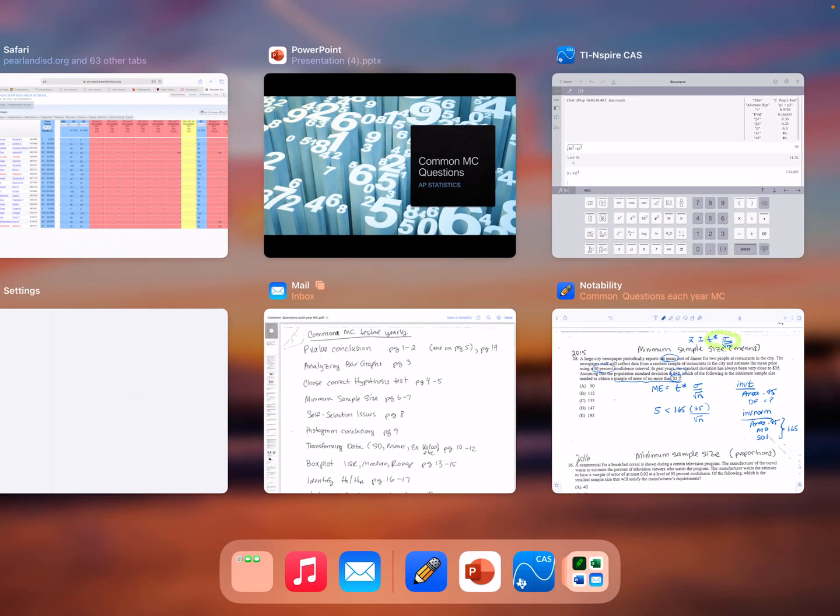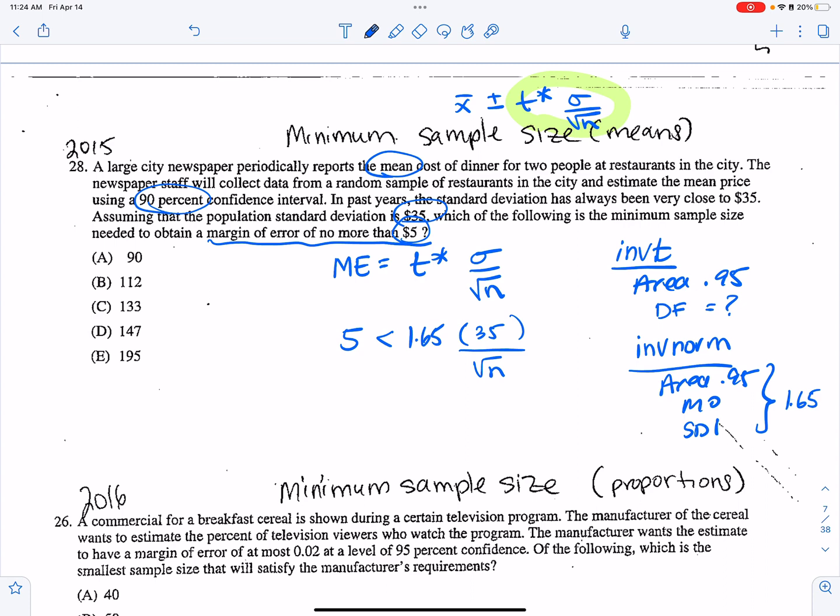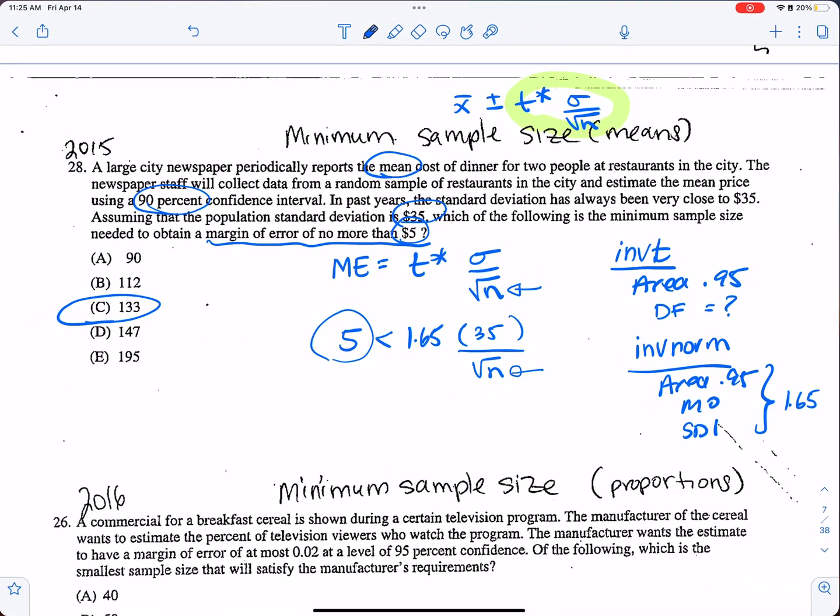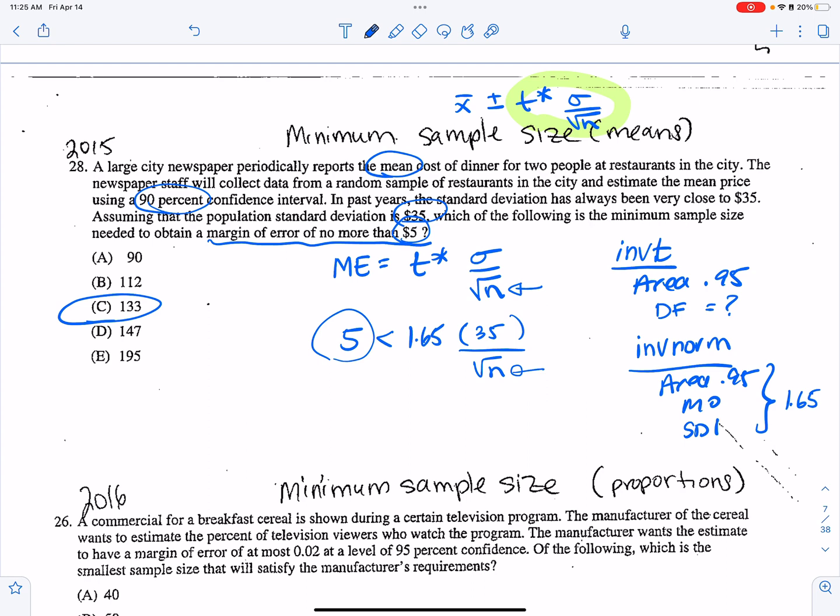You can't go bigger, you have to go smaller because, remember, with n, the bigger the number, the smaller this is going to make it, and the smaller the number, the bigger it's going to make it. So I need to make sure that I always round up. And in my math, I think I put 1.65. I think it should be 1.64, which is going to change it just a little bit because it actually comes out a little bit below 133.